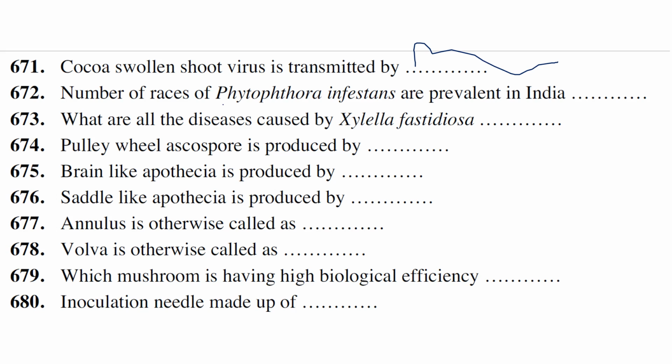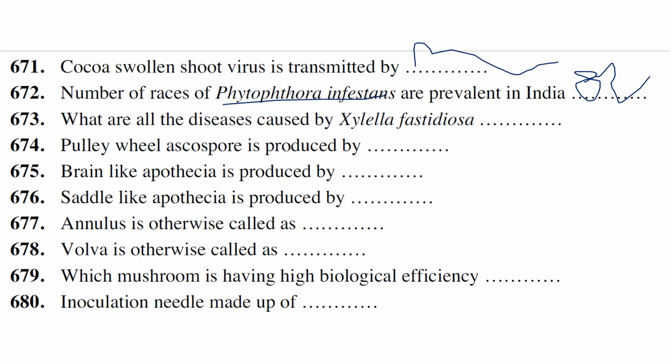Number of races of Phytophthora infestans prevalent in India: they are telling it's 82. I studied the same thing 5 years back, and I am still studying the same thing. 82. Probably it may have increased as well. I have no idea. Please let me know if you guys know.